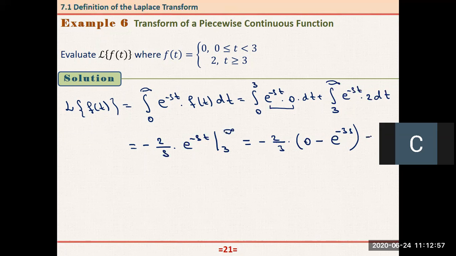So that is equal to, minus is plus, so here we have 2 times e to the power minus 3s over s, where s is positive. Okay, this is how we evaluate or find the transform of a piecewise continuous function.